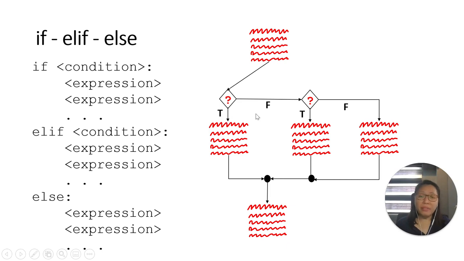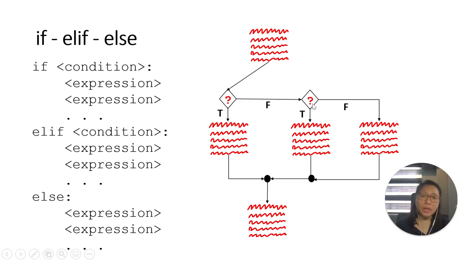If we want to have more than three options or choices, it's possible. We just have to add more elif conditions. So if we want to have 5 or 10 or even more, we can do that by adding more elif conditions.